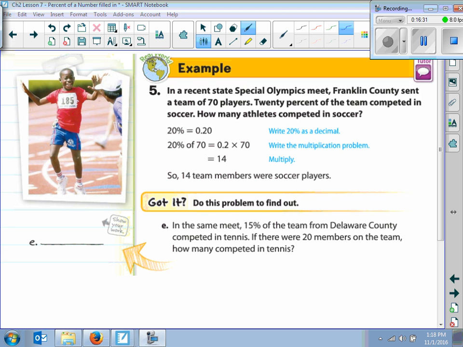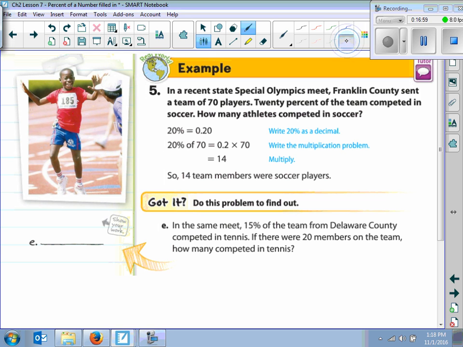In a recent state Olympics meet, Franklin County sent a team of 70 players. 20% of the team competed in soccer. How many athletes competed in soccer? So, 20% of the 70 players, right? 20% of the 70 players competed in soccer. Does everybody see that in the words? Okay.